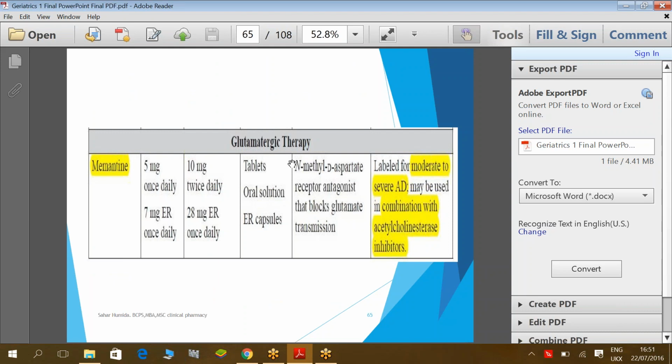Then we have the other agent, which is the glutamatergic therapy. It is memantine. The most important thing about memantine, in addition to the doses, is that it is used for moderate to severe Alzheimer's disease. We never use memantine in mild disease.